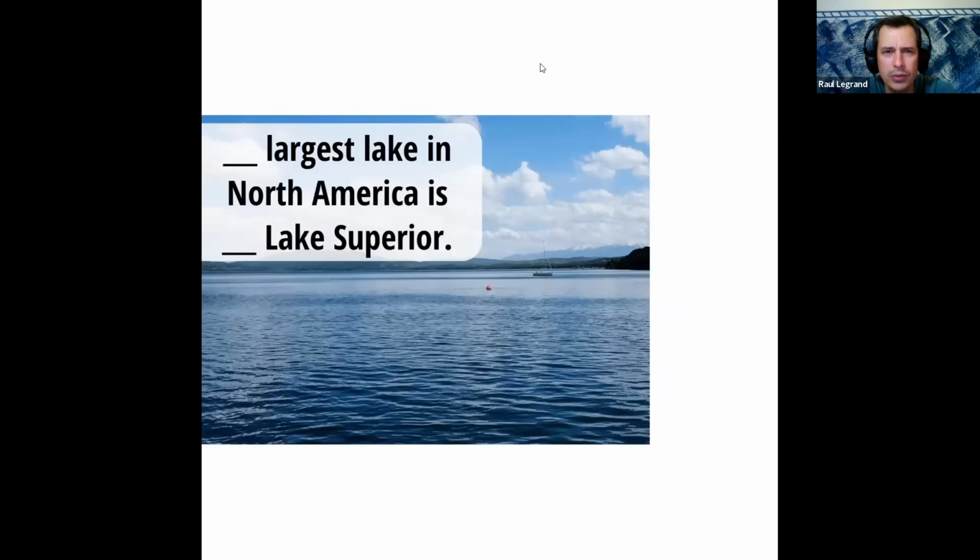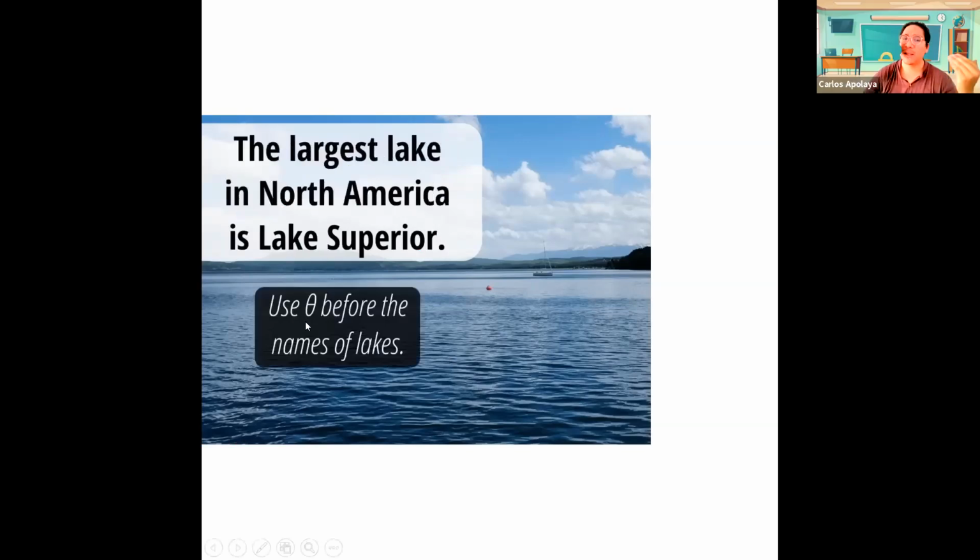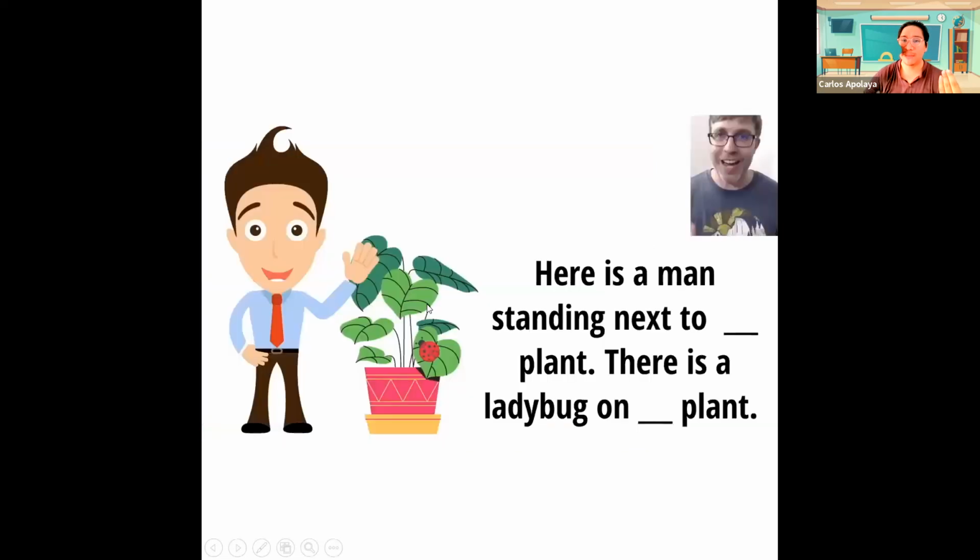Lake Superior? Remember, use nothing before the names. It's similar to names of mountains. Lakes and mountains, okay. We never use articles with them, but we use the article for superlatives.